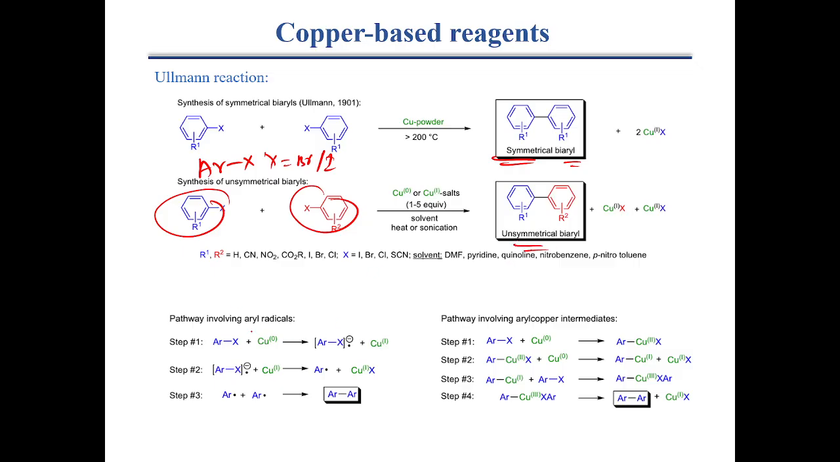That can be possible via two pathways. One is a radical pathway, which involves copper 0 going to copper 1, and the radicals couple to each other forming this aryl-aryl bond. The other involves an aryl copper intermediate. So these are the different mechanistic pathways.